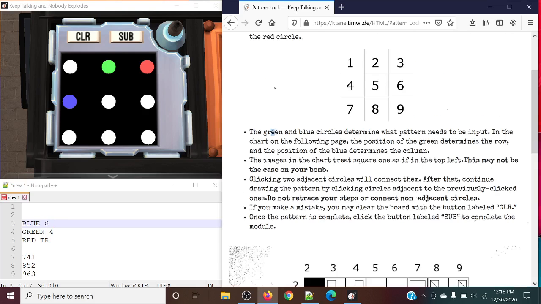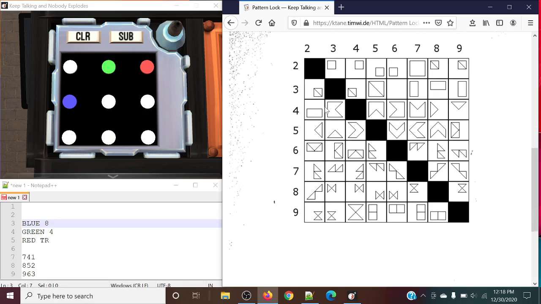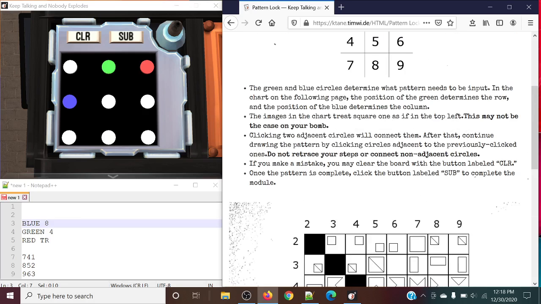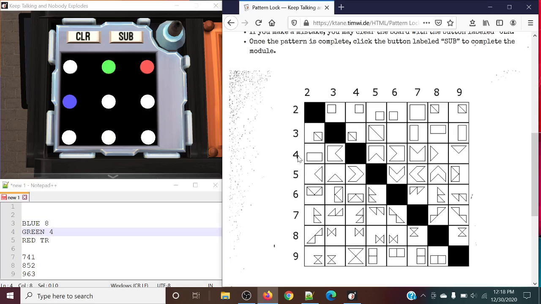And it says here, the green and blue circles determine what pattern needs to be input. In the chart on the following page, the position of the green determines the row, and the position of the blue determines the column. And notice here, there is never a case where 1 will apply, and there's never a case where the 2 digits will be the same. So that's always the way it's going to be. Like it says up here, we will use green for the row and blue as the column. So green is going to be 4, and 8 is going to be our column. So this is the one that we're going to be drawing, so it's 4, 8 for the row right there.